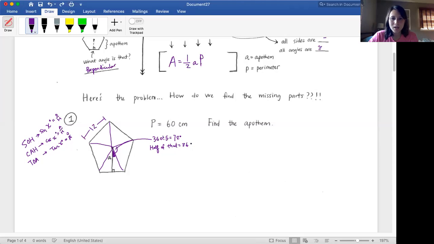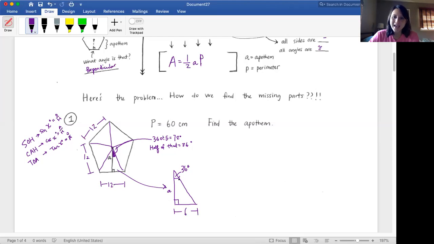Okay, so that means I'm going to bring this picture out here. That means I have a right triangle. This is the apothem. I don't know what it is. This is 36 degrees. And then this side would be half of 12, right? So if this whole thing is 12, that means half of it would be 6. Okay, so if I have one side and one angle, that's all I need to use my trig function.